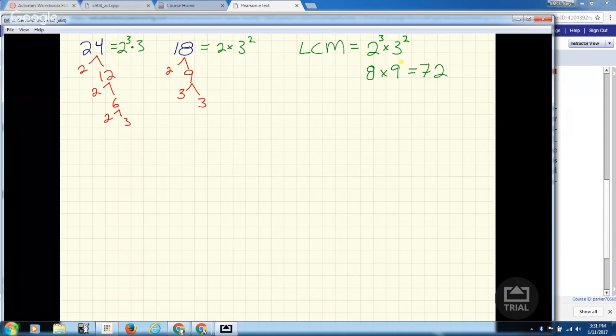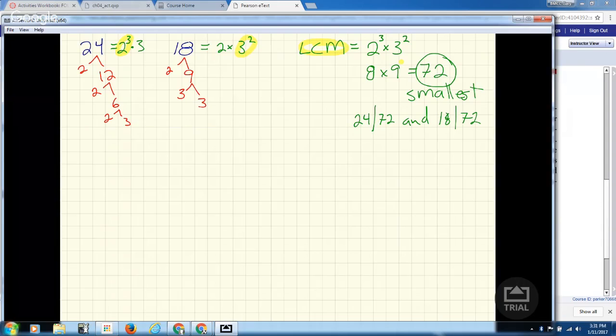So my belief is that 72 is the smallest number such that both 24 divides 72 and 18 divides 72. And that's the LCM. So you could say, in that selection, we chose that group of factors and that group of factors right there to get the LCM.